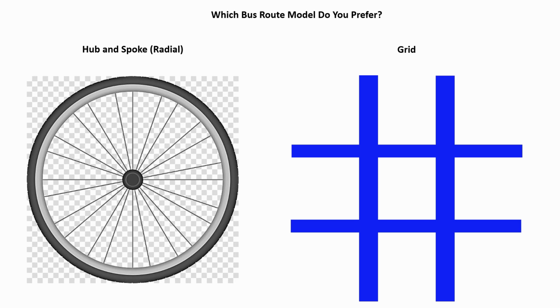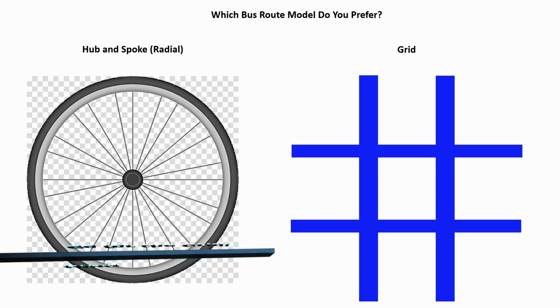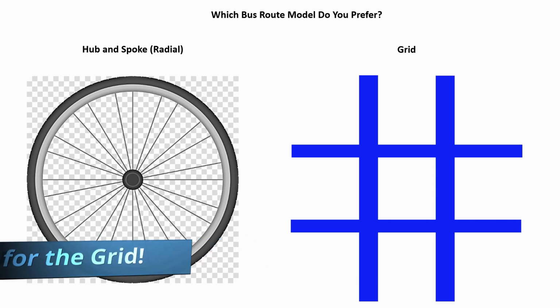On the right-hand side, we have a grid system. And if you said, hey, that kind of looks like a tic-tac-toe grid, well, that's exactly what it is. But again, it's a simple depiction of what the routes would look like. So we have routes running up and down this way, and we have routes running perpendicular. So basically, the routes run parallel and perpendicular to each other.